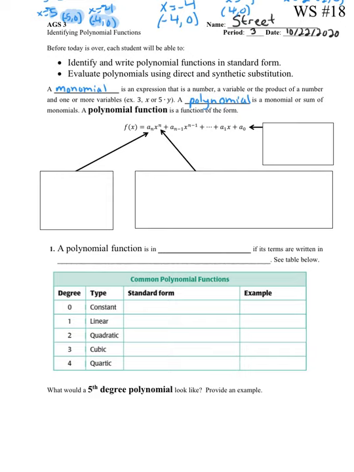A polynomial function is going to be in this form here, and this equation looks pretty intimidating. It's a sub n x to the n power plus a sub n minus 1 x to the n minus 1 power plus, etc., etc. Let's break down what this actually means. It looks intimidating, but it's not too bad. First, we'll start with this a sub n. A sub n is what we're going to call the leading coefficient.